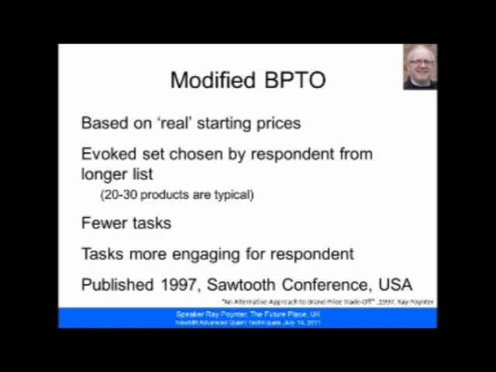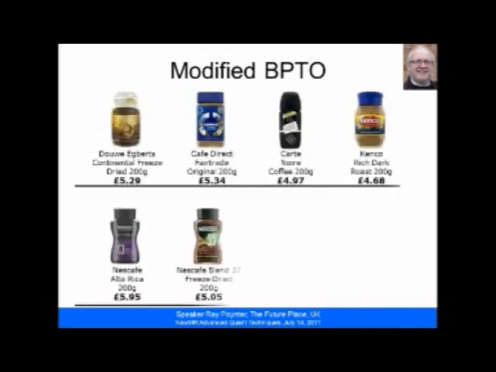We can reduce the number of tasks from the 40 or 50 from the traditional brand price trade-off to 10, 11 or 12. We can make the tasks more engaging for the respondent. And this is now quite an established technique. It was first published back in 1997 at the Sawtooth Conference. It's been used now for several years by some organisations, particularly in the UK. Virtual surveys, now known as Join the Dots, have been using it.